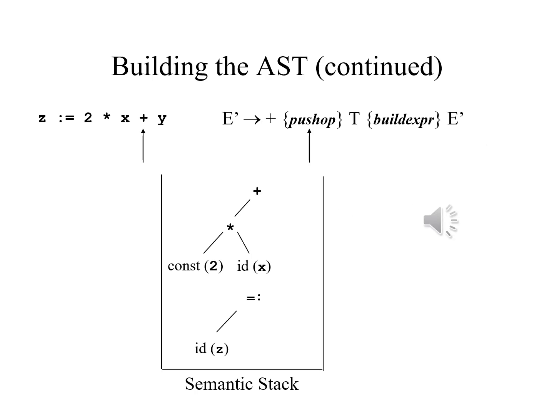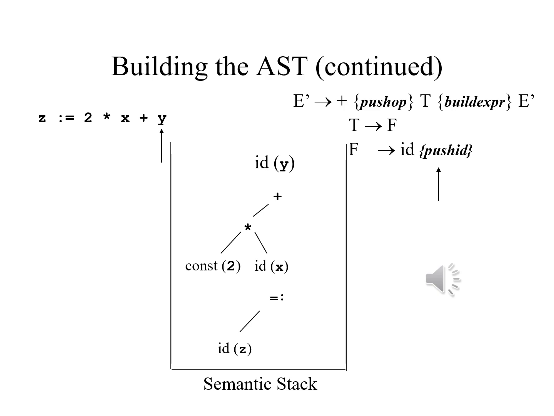We are now finally ready to deal with E prime, which will be, in this case, E prime derives plus, push op, T, build expression, E prime. The push op means that we will end up popping the tree fragment with the asterisk at the root. This will become the left child for a new tree fragment with plus at the root.